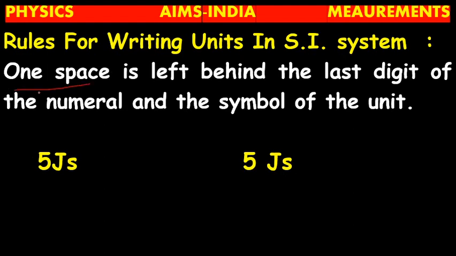One space is left between the last digit of the numeral and the symbol. Here I want to write 5 joule seconds. Between the numeral and unit, there should be one space. So here we have not given the space, so this is wrong. Here we have given the space between the numeral and unit, but the two units are written together. This representation is right.